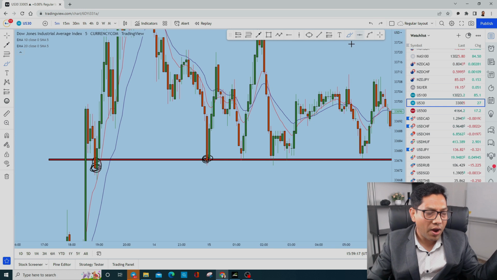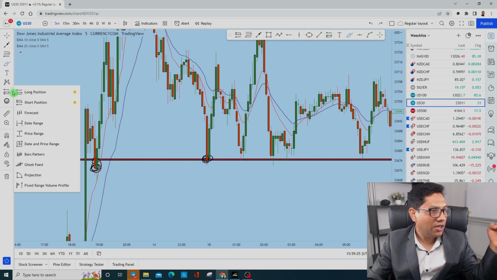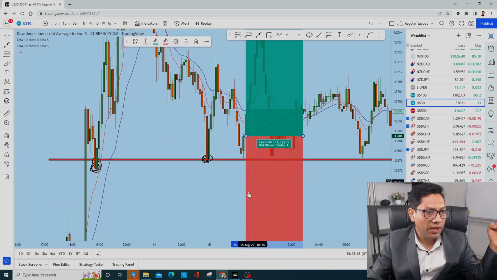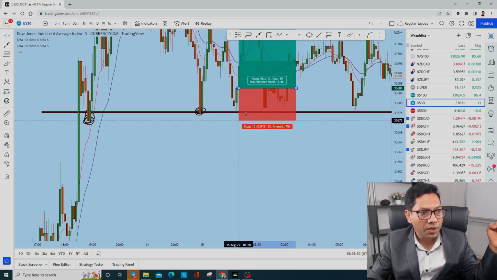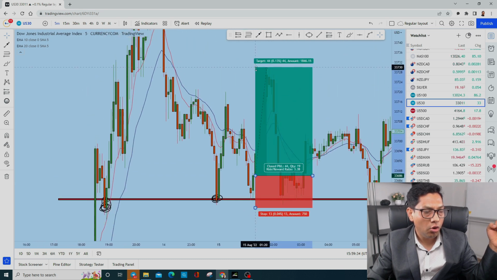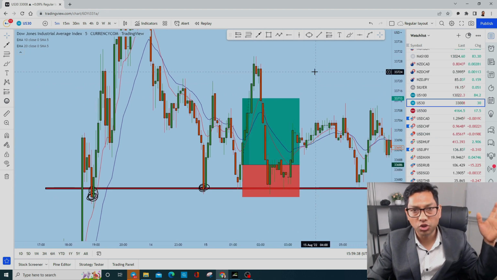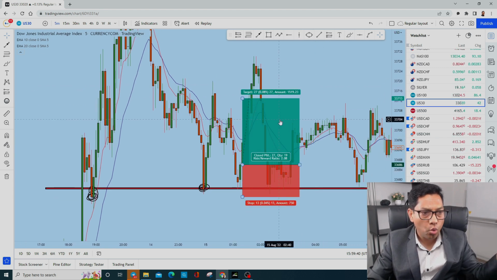So we found that previously this level has been respected twice. Now the same thing, the price came here, created this high, so we'll go long from here, and definitely our stop loss will be below this low. We can put it below this previous swing low, and then we can target at least 1 to 2 risk to reward ratio. Two back-to-back winning trades.